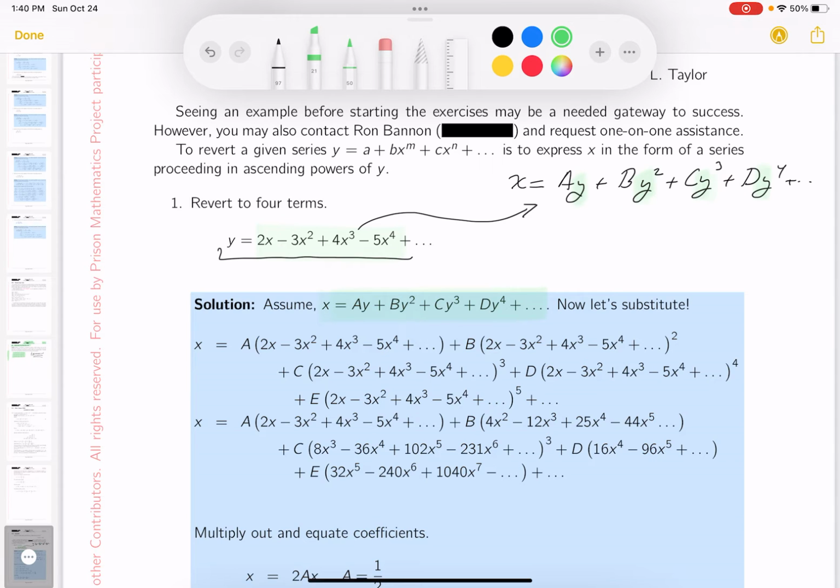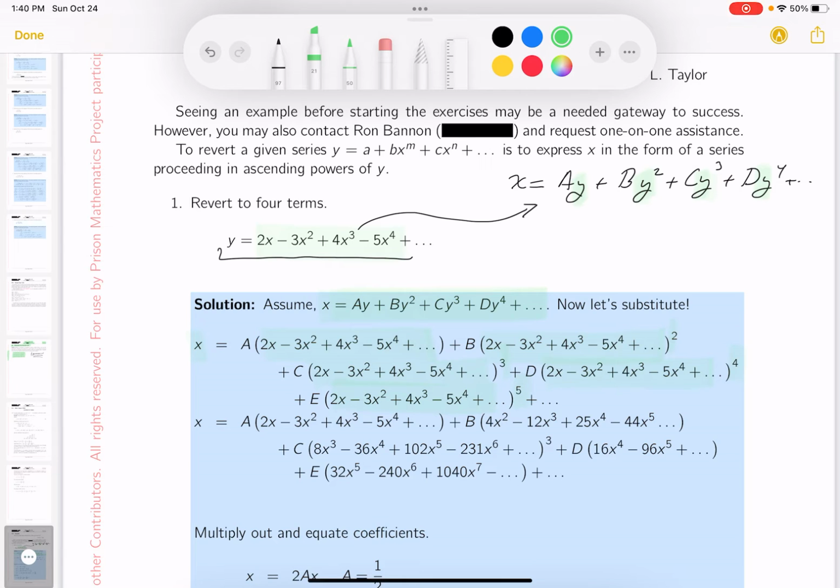Yeah, it's a lot of work, I know that. So what are you going to get? Wherever you see a y, you're going to put down what it is. It's 2x, it's a long thing over here. Then b times that thing quantity squared, c times that thing cubed, d times that thing, and so forth and so on. I think you get the idea.